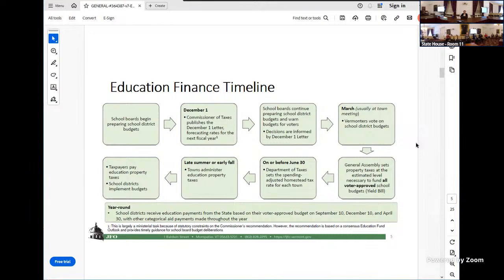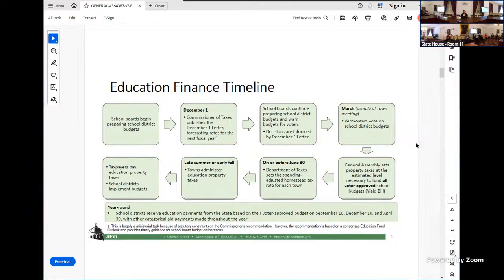And then on December 1st, the Commissioner of Taxes, in consensus with the Joint Fiscal Office and in collaboration with the Agency of Education, publishes what's called the December 1st letter. This is sort of a preliminary starting point for the current status of the education fund using our best available data. It's really a ministerial task. It lays out in statute exactly how we have to solve the tax rates and tax bill changes. But it's a starting point.